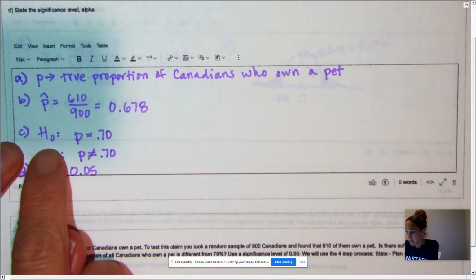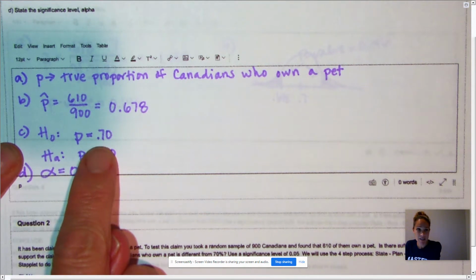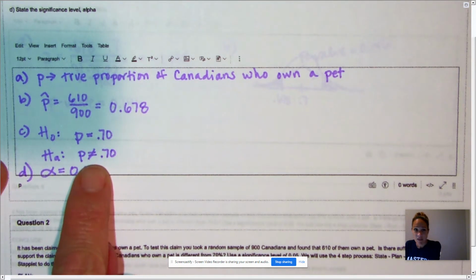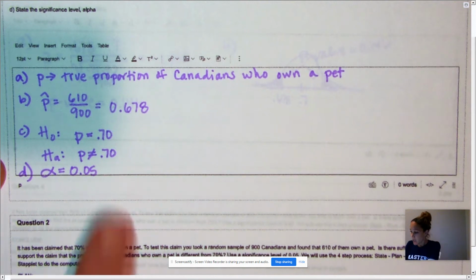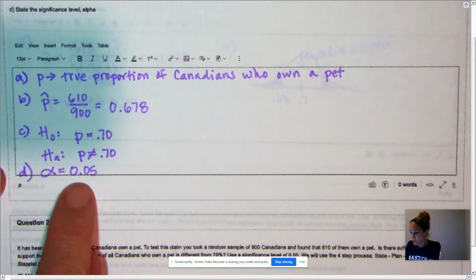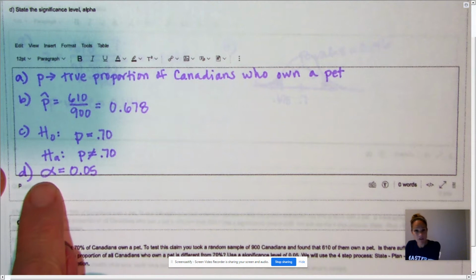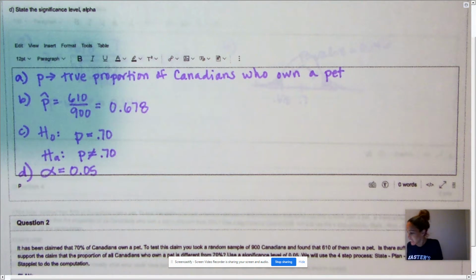The null hypothesis is that the proportion is 70%. And the alternative is that it differs from 70%. It doesn't say whether it's above or below, it just says that it differs. And our significance level here is alpha equals 0.05. My alpha looks a little squishy there, kind of looks like a fish.